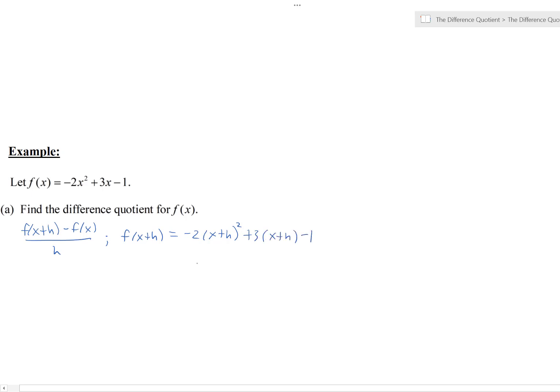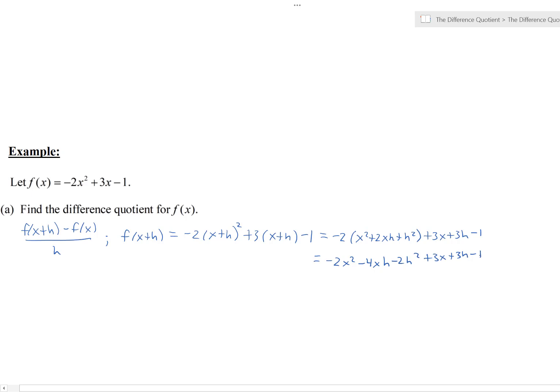And then let's go ahead and multiply that out. That's going to be negative 2 times, multiplying out the binomial square, x squared plus 2xh plus h squared, and then plus 3x plus 3h, distributing the 3 across the x plus h, minus 1. And then finally distributing that negative 2, we get negative 2x squared minus 4xh minus 2h squared, and then plus that 3x plus 3h minus 1. So it's kind of a big mess to start with.